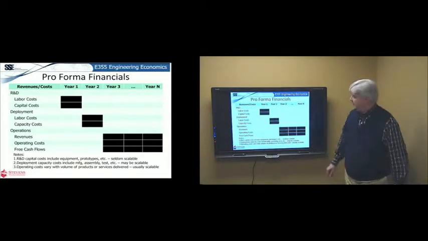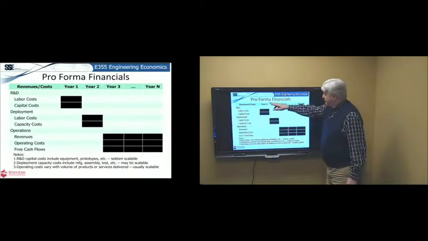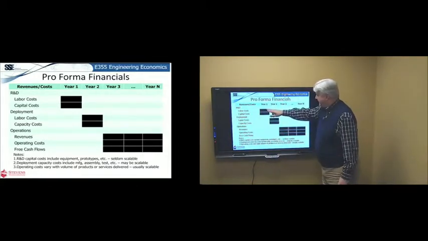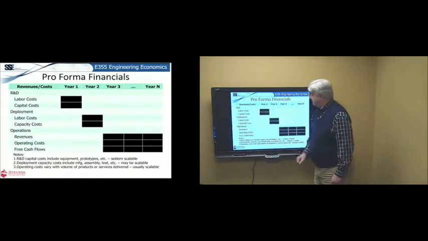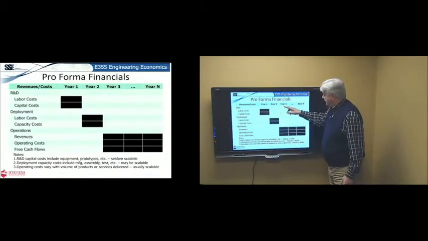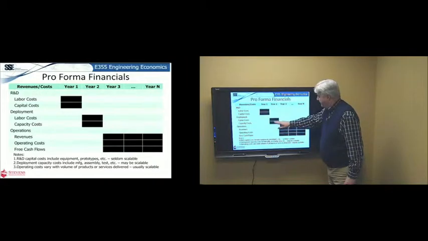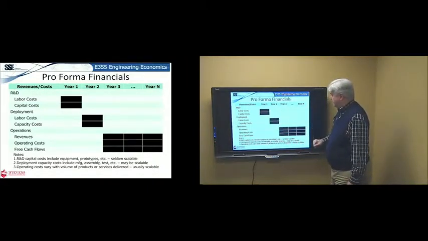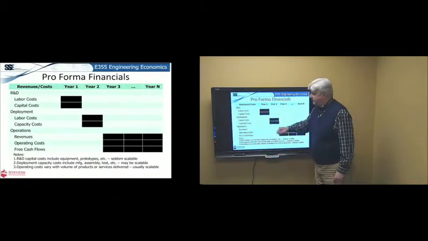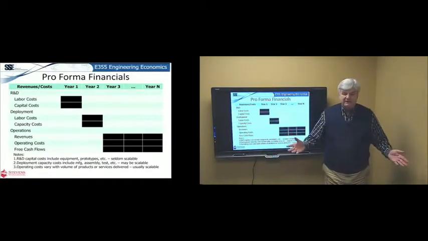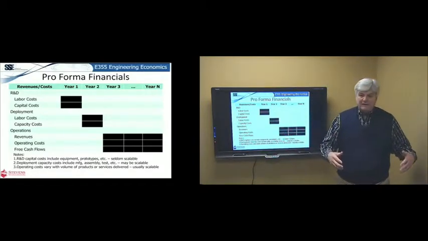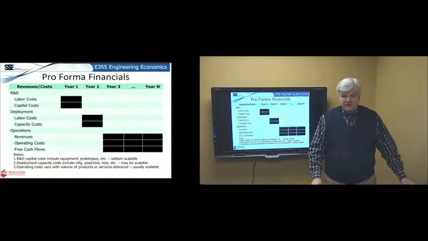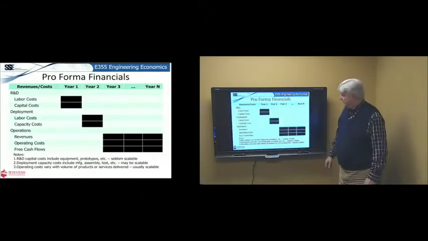So here's our pro forma financials. In the first year, or maybe multiple years, we have labor costs and capital costs for R&D. We have in year 2 or 3 labor costs and capacity costs to deploy what we've done, and then we have our operating costs with the revenues, costs, and free cash flows. Note that the R&D is seldom scalable. What I mean by that is that once you've done the R&D, if you determine later the market isn't very large, you can't undo the R&D.